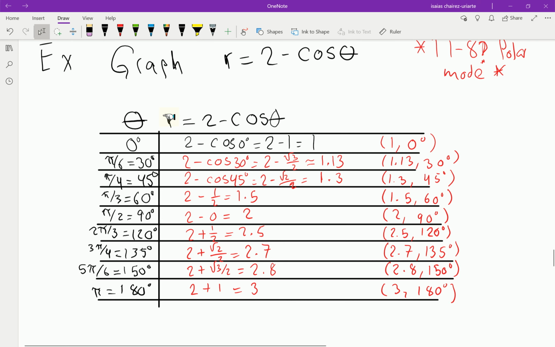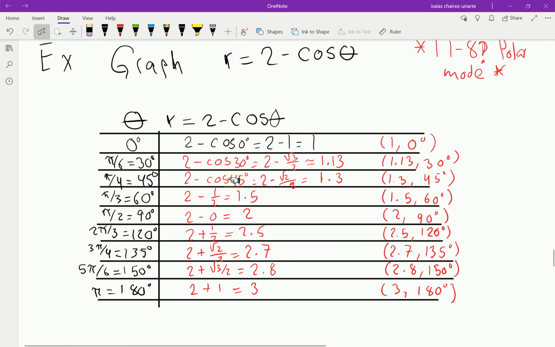Alright, so if my theta is equal to 0, I have 2 minus cosine 0. Well, that's 2 minus 1, so that's 1. So I've generated one point: 1, 0 degrees. That's a polar point right there. Alright, so I continue like this for the values of theta that I chose. So 2 minus cosine 30, that's the same thing as saying 2 minus root 3 over 2. That's about 1.13. So then I have the point 1.13, 30 degrees.